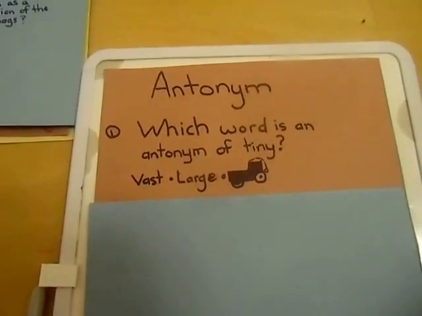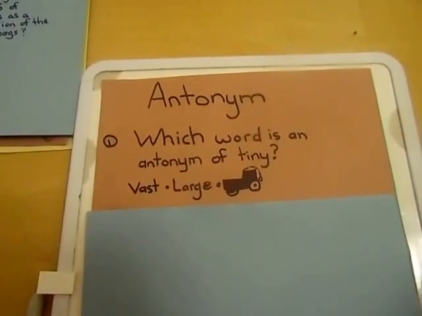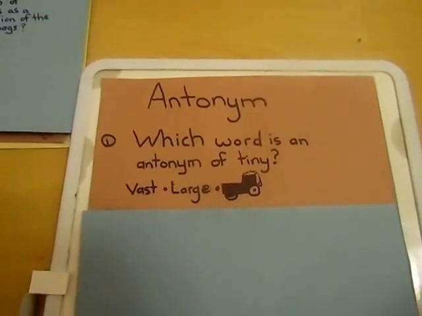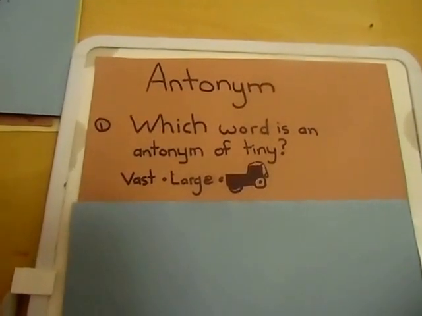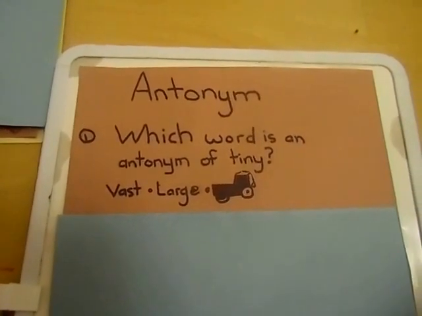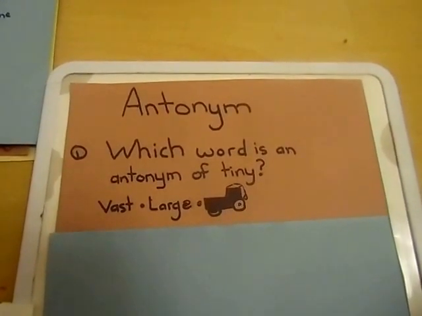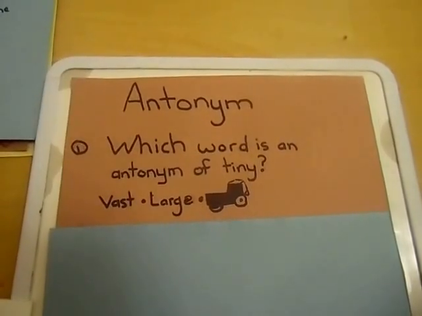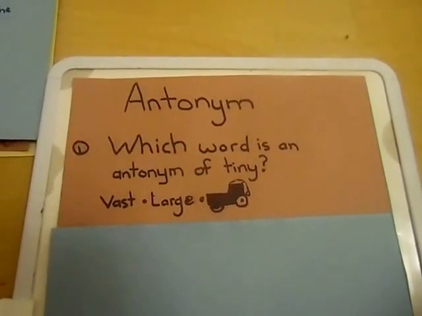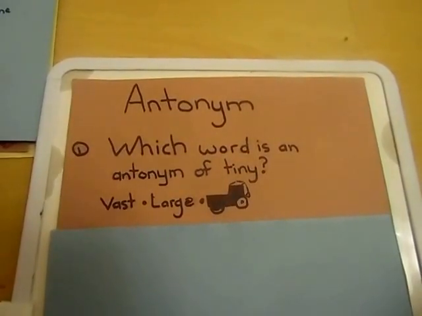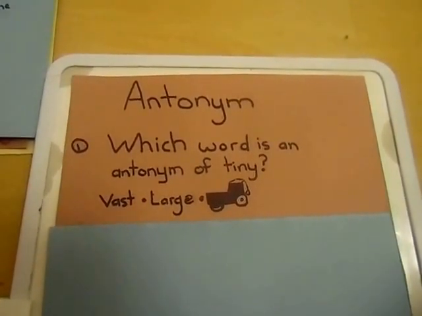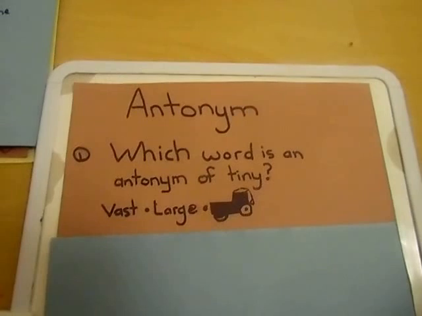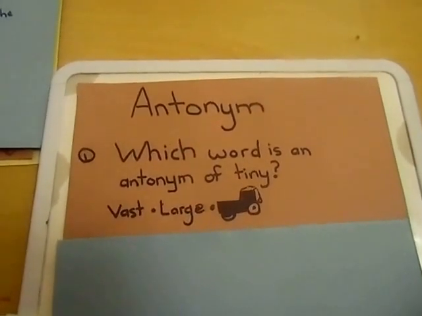Now, before we answer, if you don't know, antonym means the opposite meaning of a word. So tiny, we would have to find the opposite word for tiny. Vast and large are both examples of an opposite word for tiny. Vast and large mean the same thing, and those two words are opposites of tiny. Tiny being small, minuscule, examples like those.